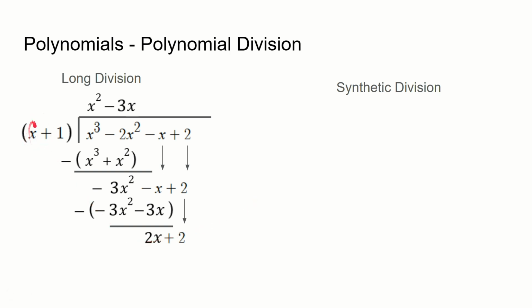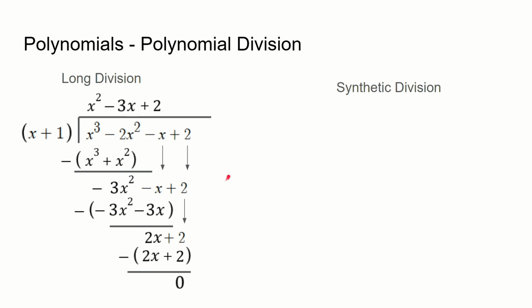How many times does x fit into 2x? 2 times. And then we'll subtract 2 times this polynomial, and we'll get 0. This tells us that this divided by x plus 1 is x squared minus 3x plus 2 with 0 remainder.